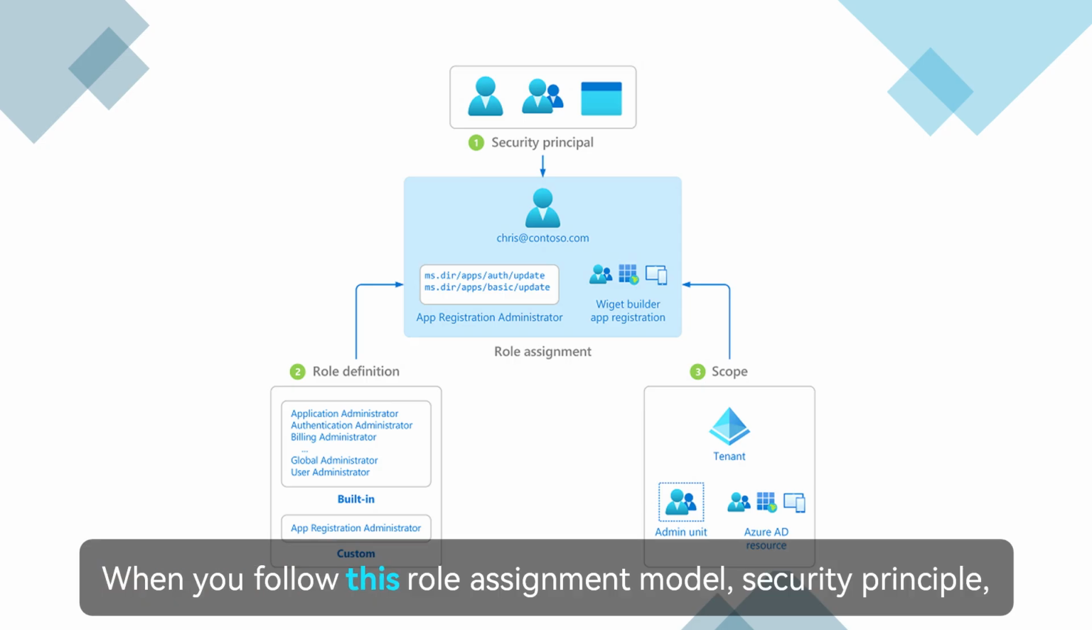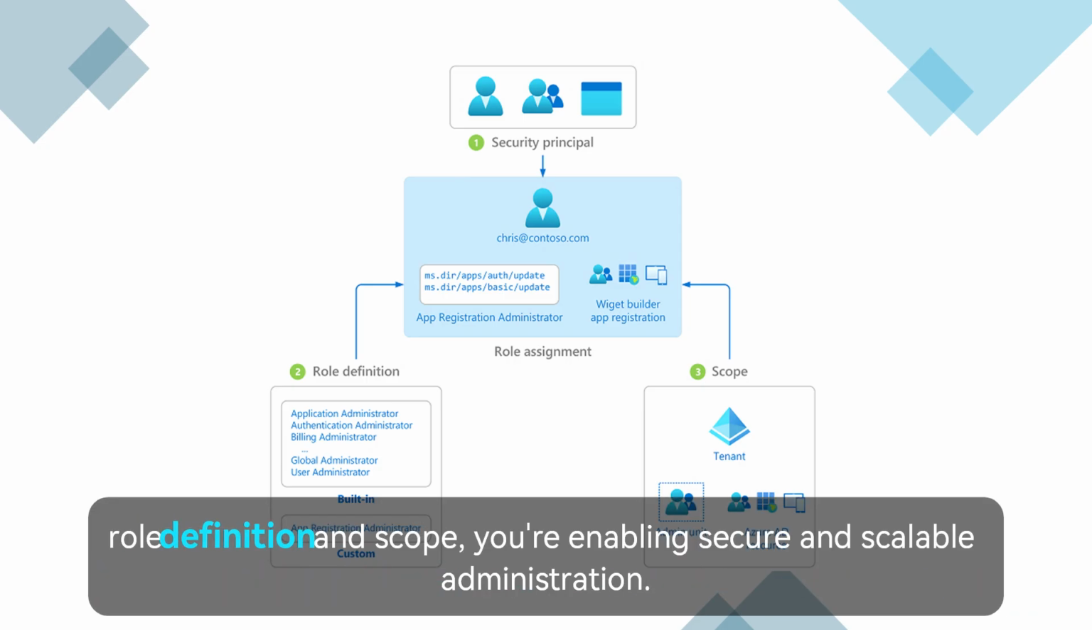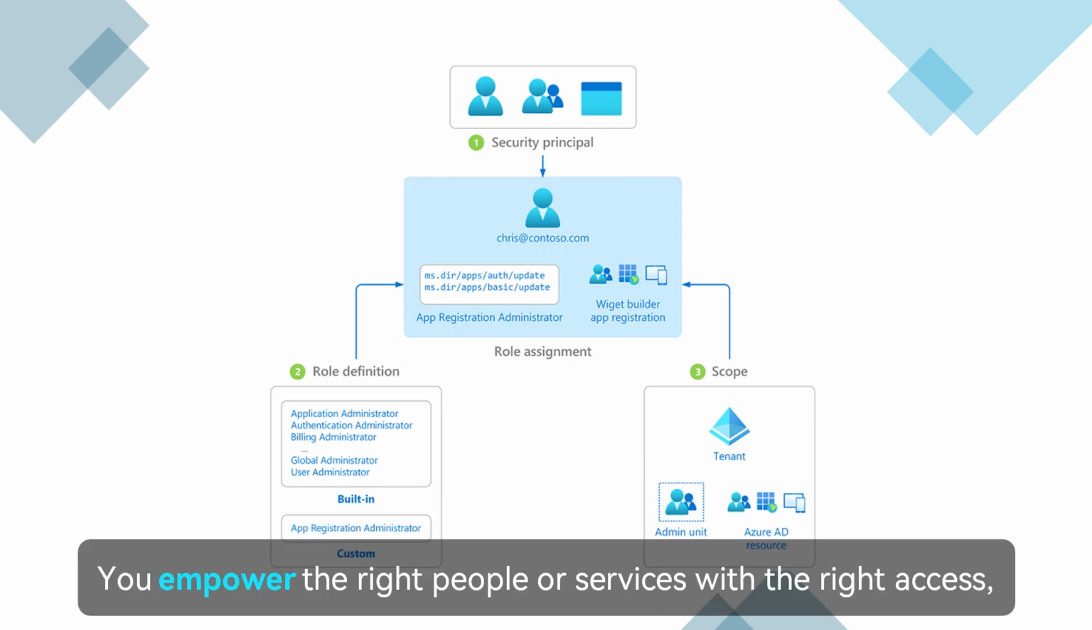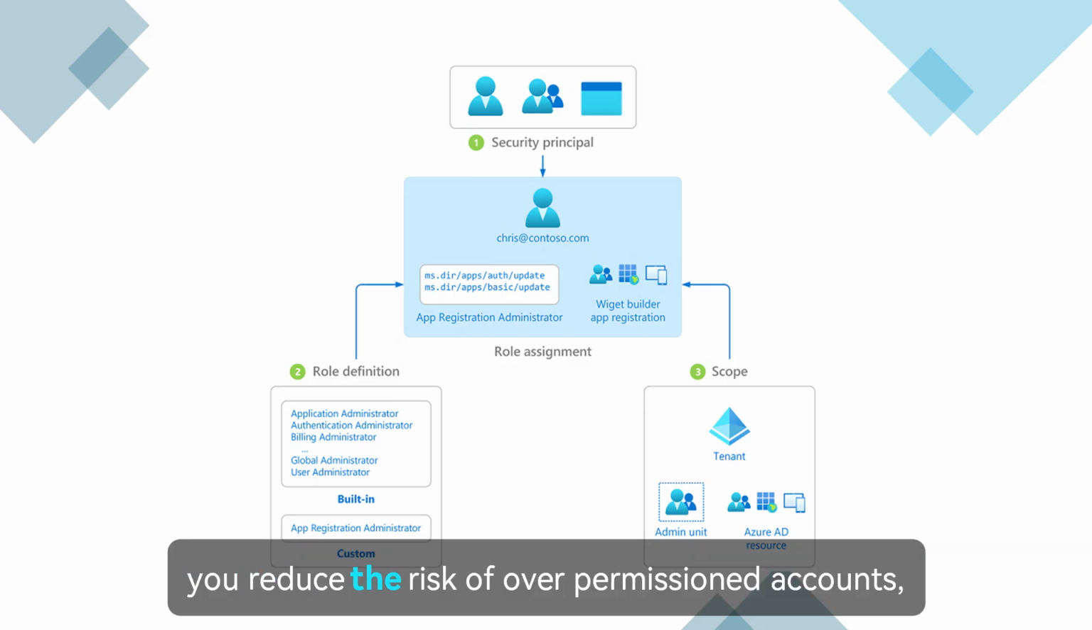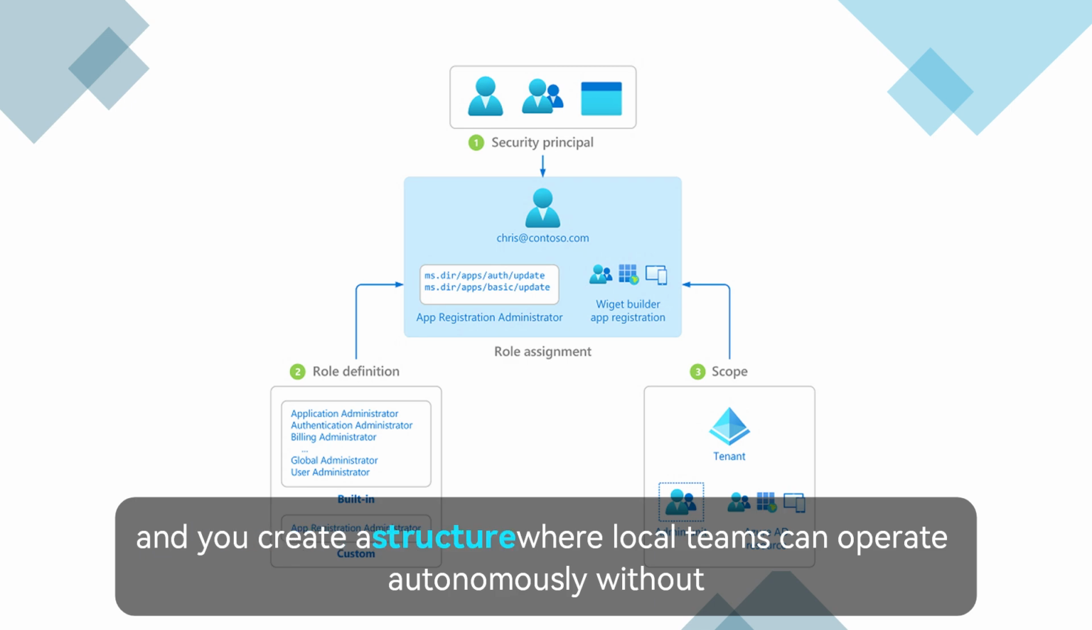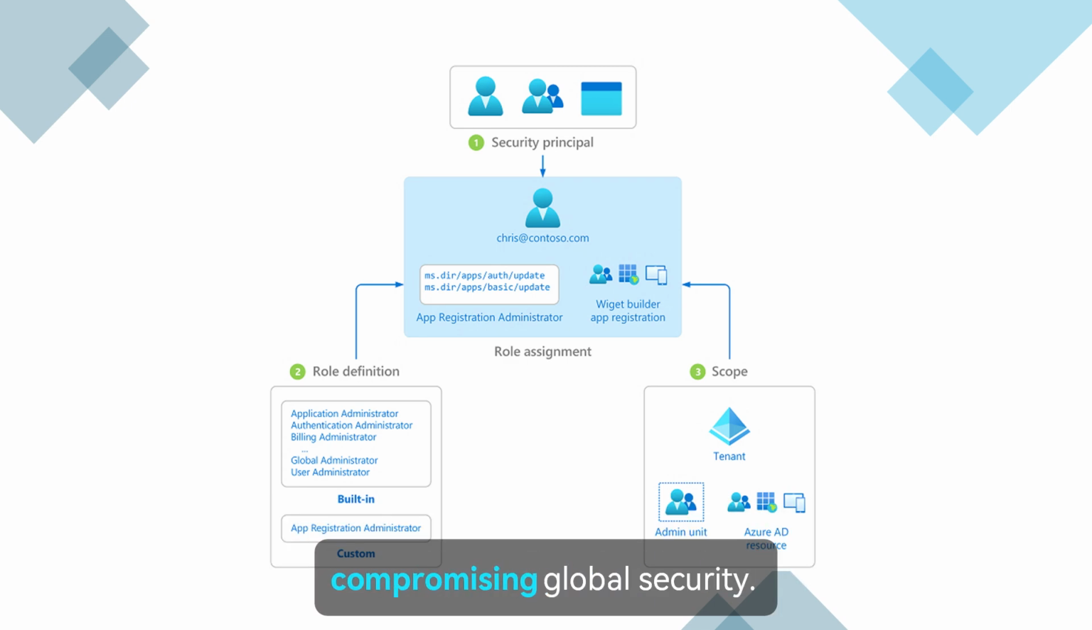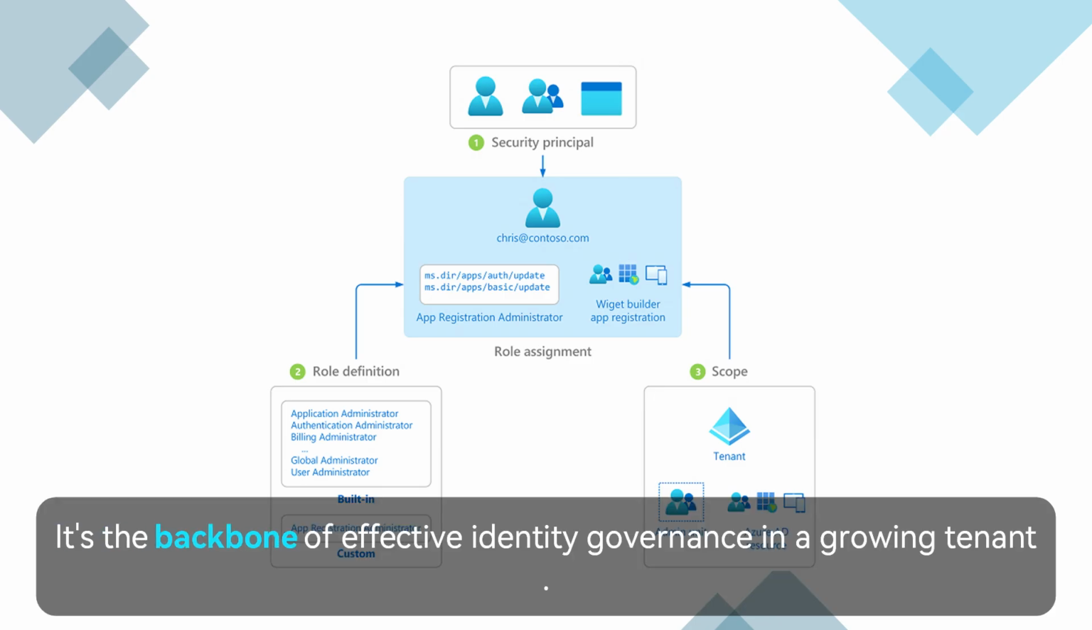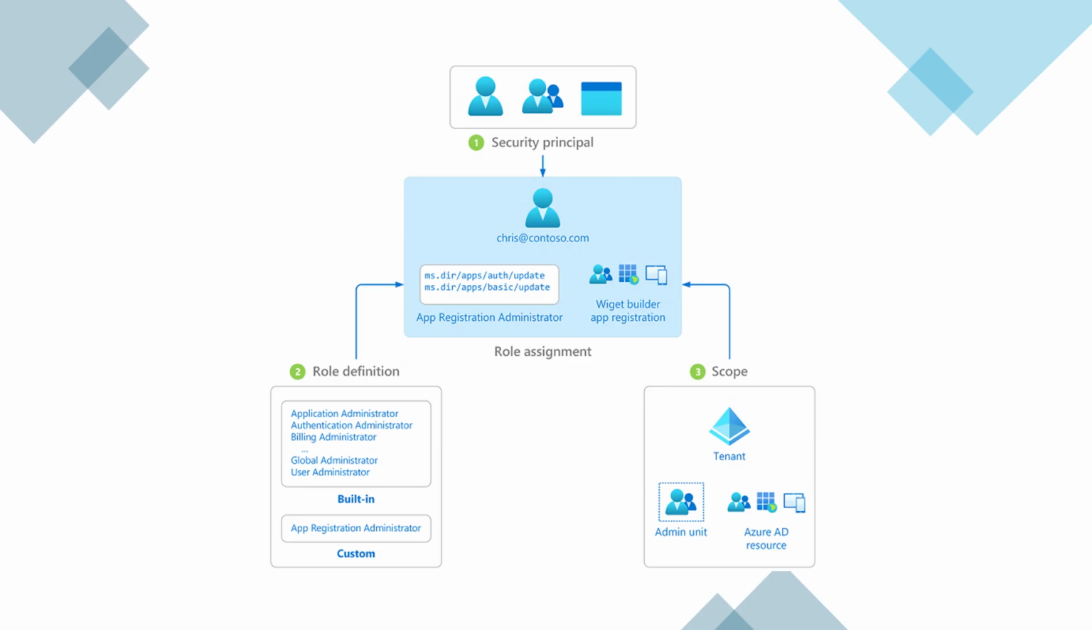When you follow this role assignment model, security principal, role definition, and scope, you're enabling secure and scalable administration. You empower the right people or services with the right access. You reduce the risk of over-permissioned accounts, and you create a structure where local teams can operate autonomously without compromising global security. It's the backbone of effective identity governance in a growing tenant.